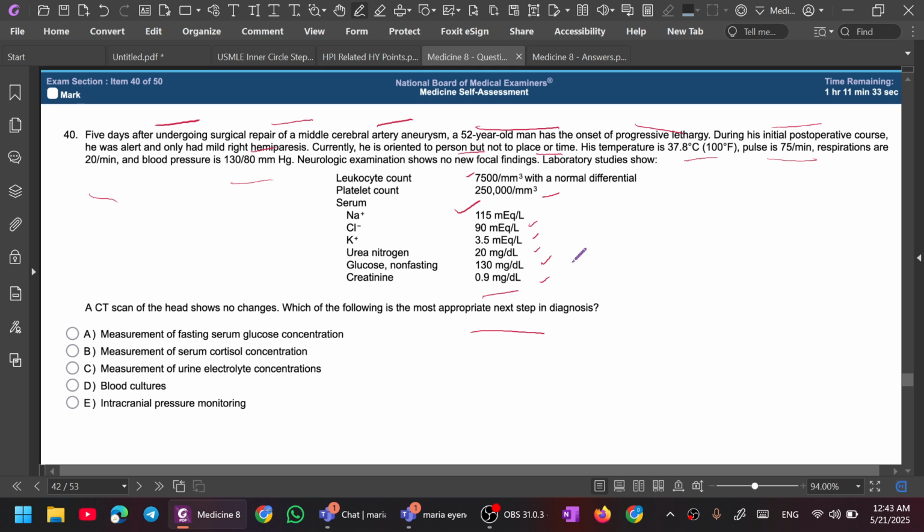Severe hypertension. Okay. Think about the box. Severe hyponatremia. Don't know. Okay, let's do it.